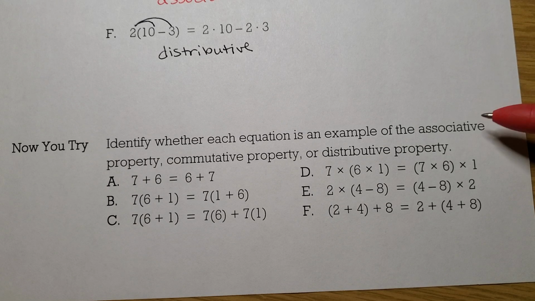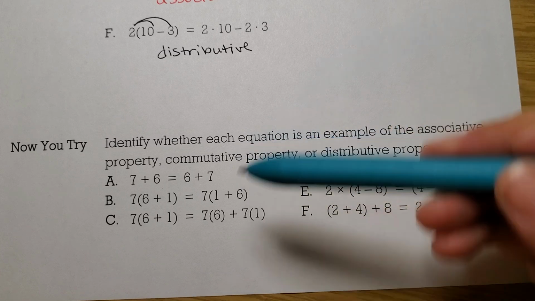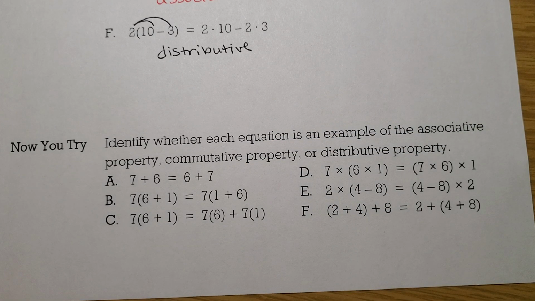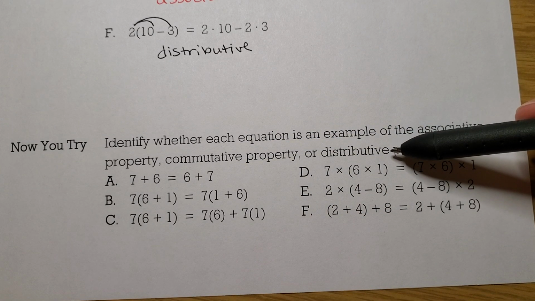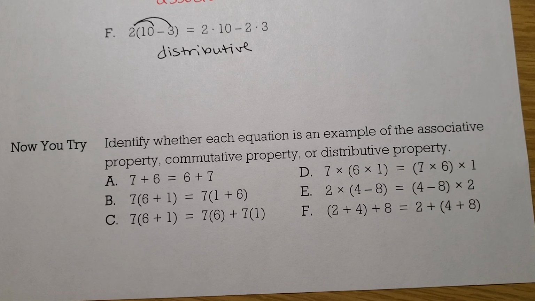And remember, with the associative property, you're going to be changing the groups, the items that are in the parentheses. The commutative property, you're going to be changing the order of the items. And the distributive property looks like you take the number outside and the other numbers that had been inside end up getting that number as well.